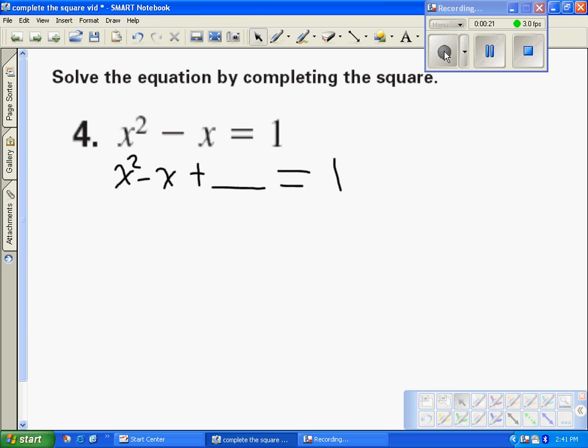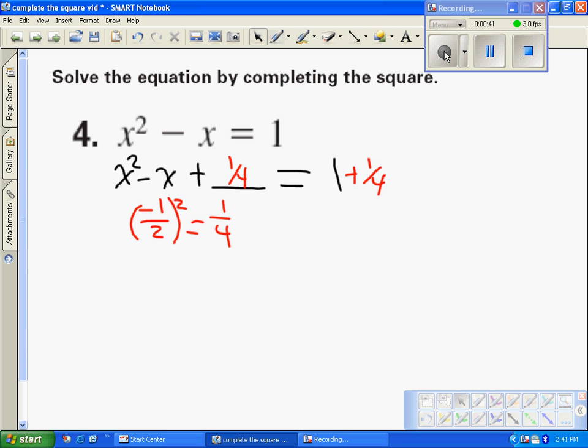To complete the square, remember, we're going to take half that middle term. So negative 1 divided by 2, squared, is positive 1/4. So we're going to add 1/4 here. Got to add 1/4 to both sides, plus 1/4.